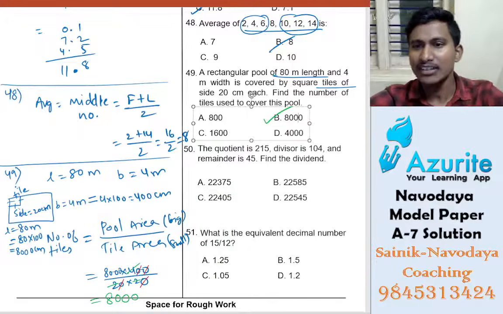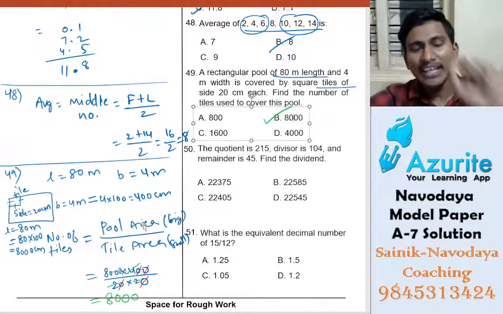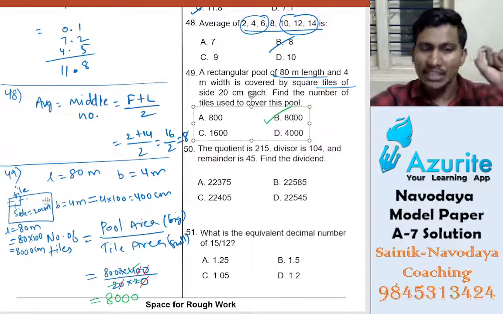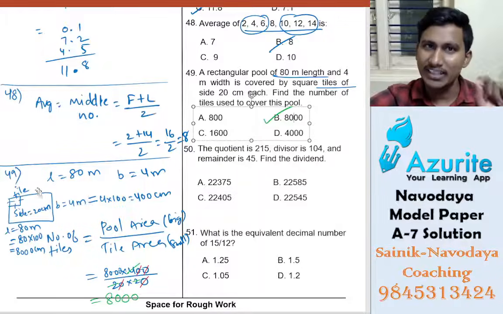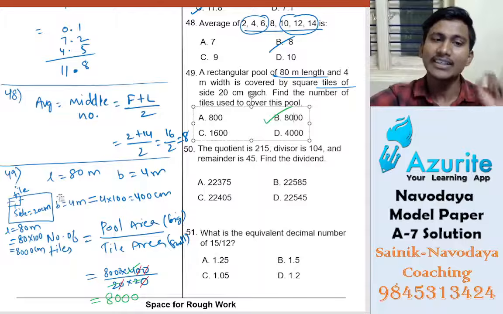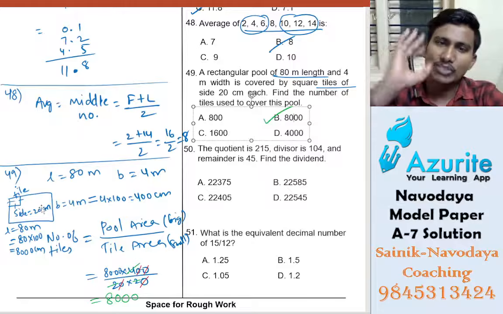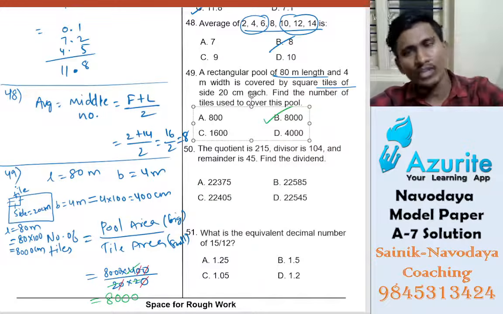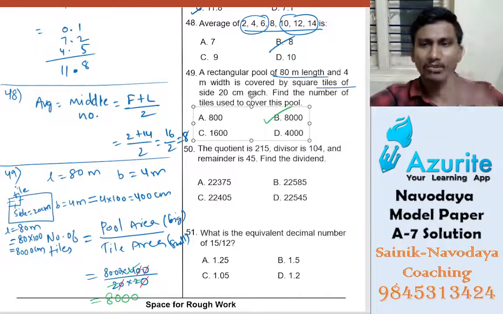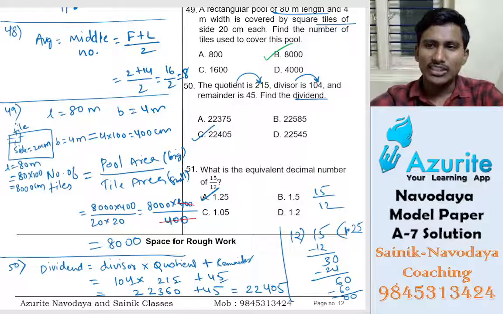How many tiles will be required? 8000, option B here. For the number of tiles, always remember we have to divide areas: the bigger area, that is the pool, divided by the smaller area, that is the tile. The tile is square, so how do you find the area? Side into side. The units should be the same, remember that. If it is centimeter, you have to convert the length and breadth into centimeter only. So do it like this.